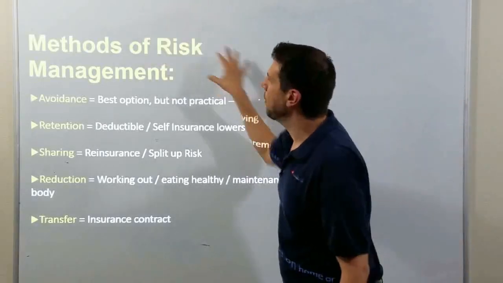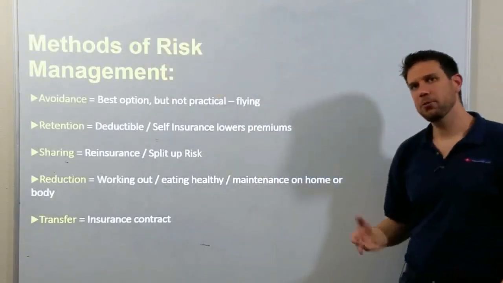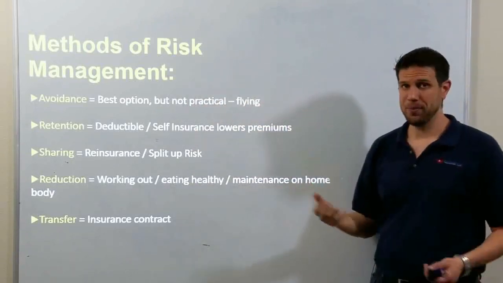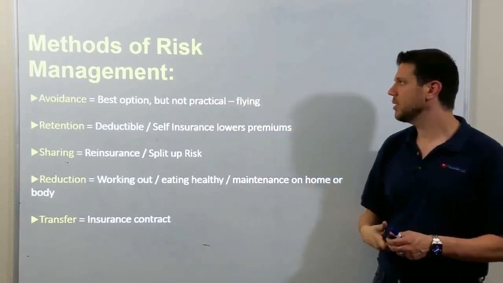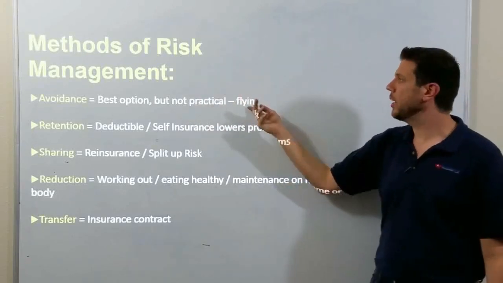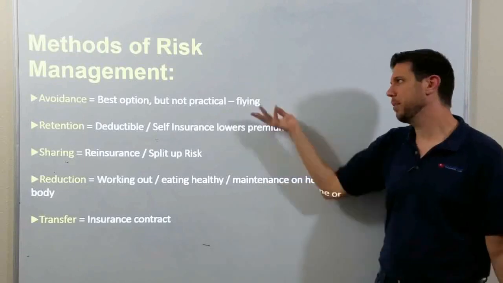These are methods of risk management. If you have a risk, you can practice all of these. Avoidance is your best option. So like if you don't want to get in a car accident, don't drive. But how are you going to do anything? If you don't want to get in a plane accident, don't fly. But how are you going to get anywhere?